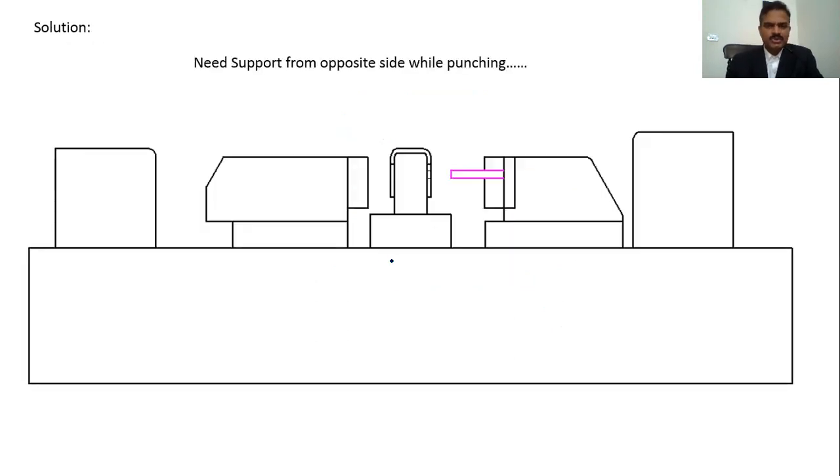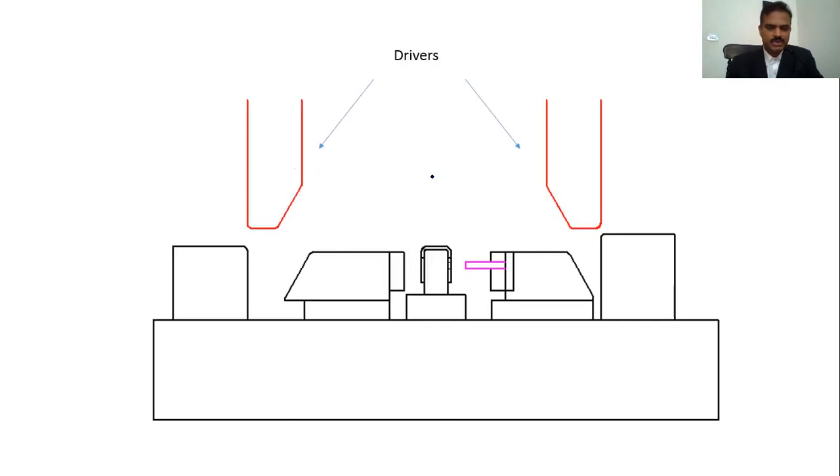So an option left to us is support from this side before the hole is punched from the opposite side. See, if you arrange a support from the opposite side before it, and it should be before the part is getting punched from the other side, okay, not simultaneously. This is how we have to go ahead. So now this will be the setup.